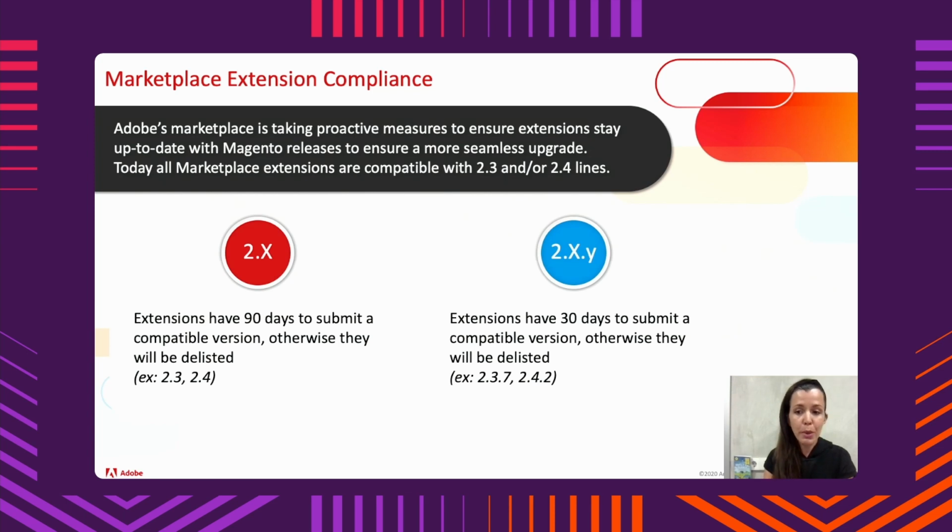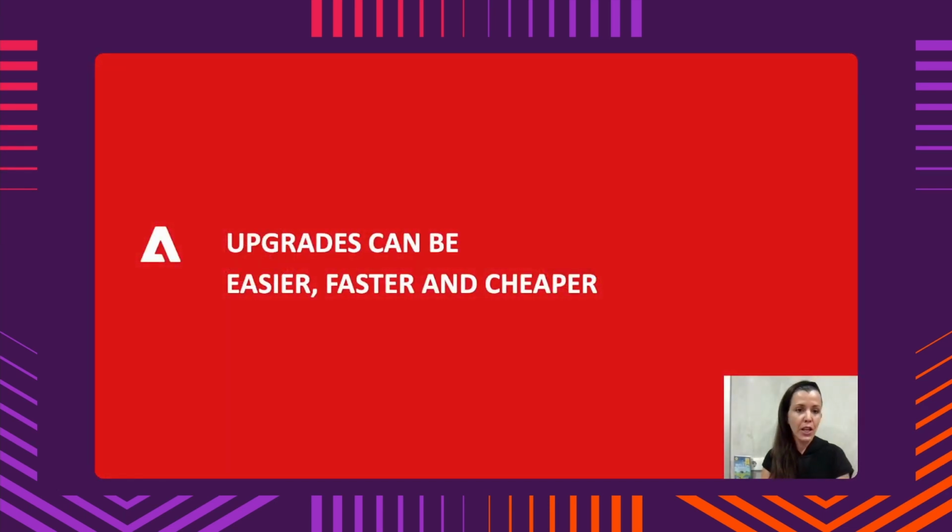Extensions that are not compatible with any supported Magento Commerce release line will be removed from the marketplace completely after 30 days. Today, all marketplace extensions are compatible with the 2.3 and/or 2.4 line. So this is a major change.